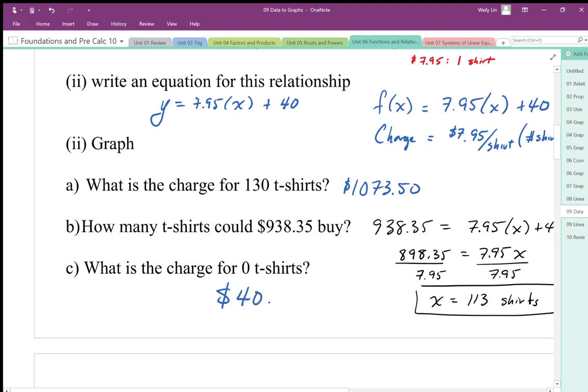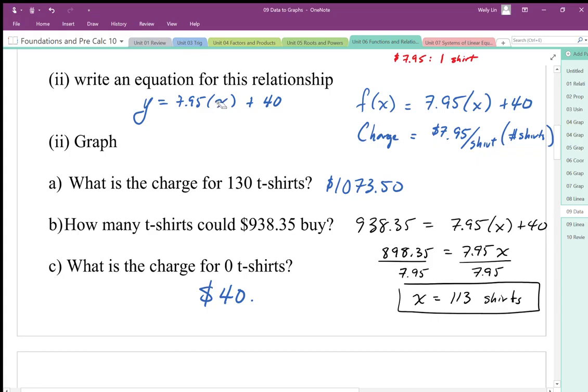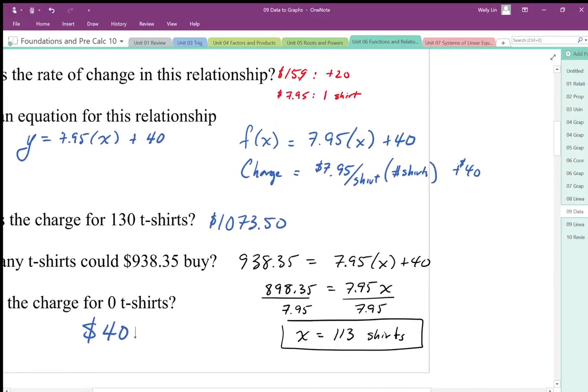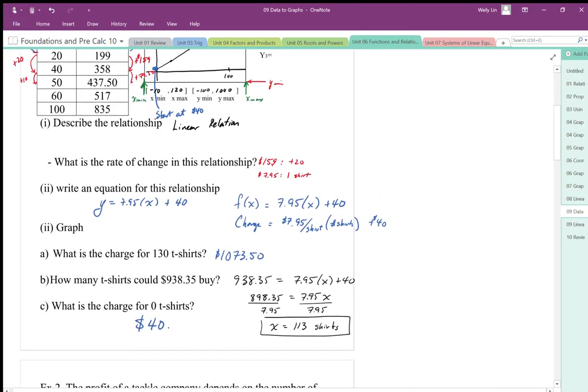And we could also do that by just plugging in 0 for x, making a table of values for all these. And since I've calculated a whole bunch of points, I'm going to summarize my table of values here. I've added a few more points into that table of values. So 0 and 40, I had 130 shirts, 1073.50, and I have 113 shirts, and that was $938.35.